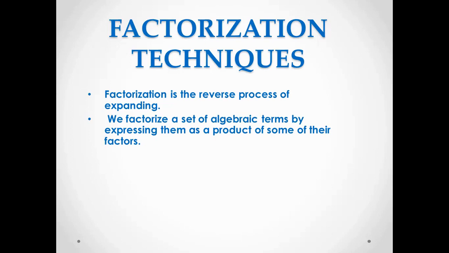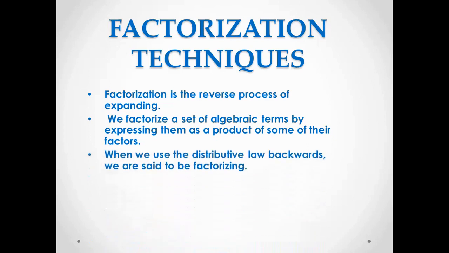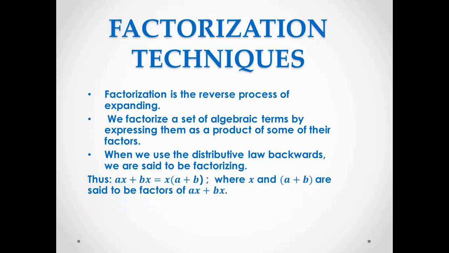So we factorize a set of algebraic terms by expressing them as a product of some of their factors. When we use the distributive law backwards, we are said to be factorizing. As such, ax plus bx is going to be equal to x, which is the common factor, and that would be a product of a plus b. So x and a plus b are said to be factors of ax plus bx. So that's pretty much what we mean by factorizing or factorization.